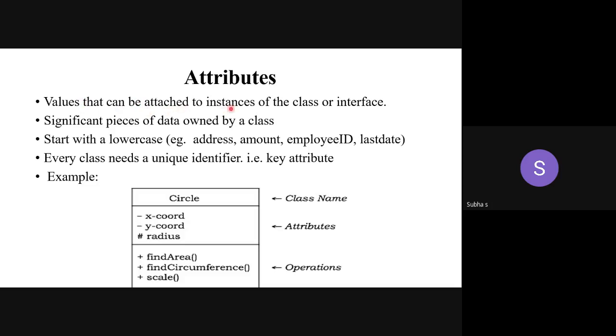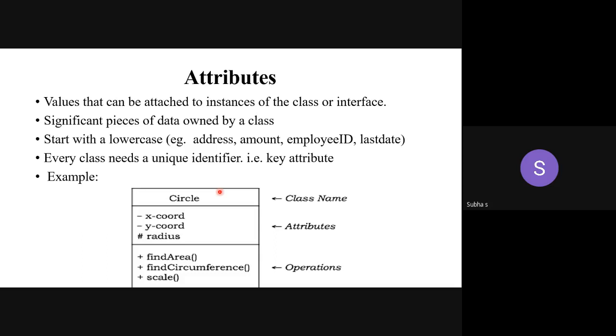Values that can be attached to instances of the class or the interface. Either to the class or to the interface, I have to give some values. Just as I told you, roll number is the attribute. You are going to create 150 roll numbers for the entire third year section. So 150 instances will be created.